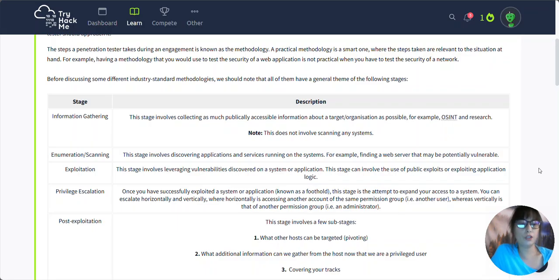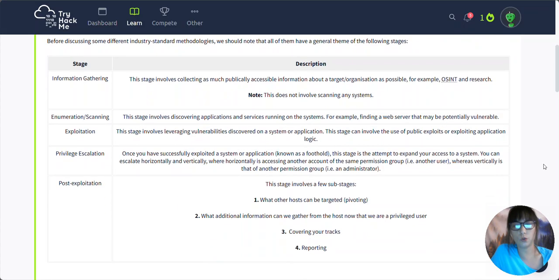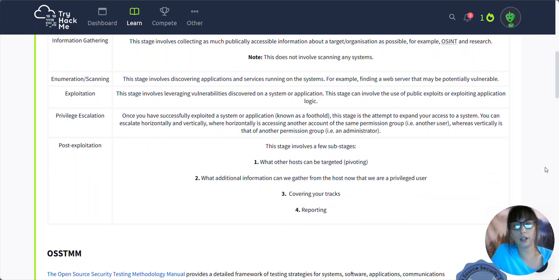The post-exploitation stage involves a few substages. 1, what other hosts can be targeted, which is pivoting. 2, what additional information can we gather from the host now that we are a privileged user. 3, covering your tracks. And 4, reporting.